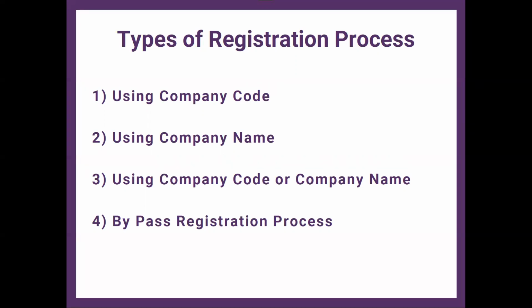The second type of registration process is using company name. In this process, there is no invitation or anything of that sort sent to the companies. Or even though the invitations are sent, they are not sent through the company code. So any user from any company, irrespective of whether they have received an invitation or not, would be able to use this registration process, using the company name.